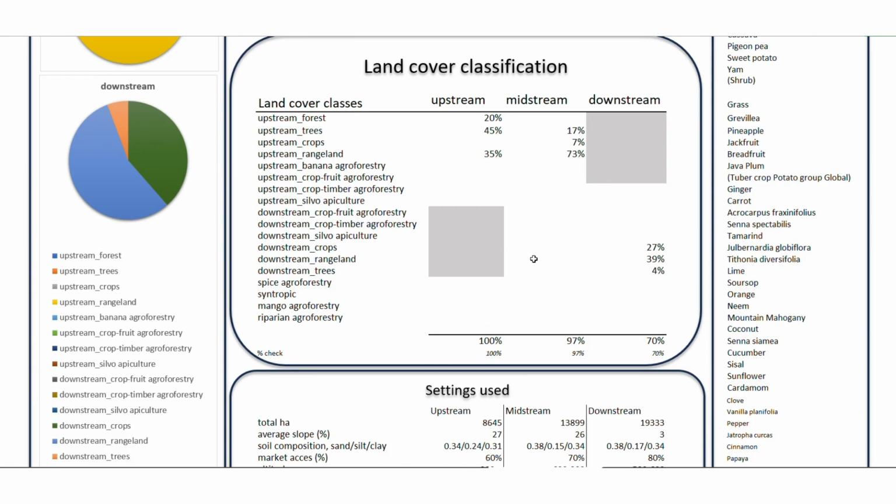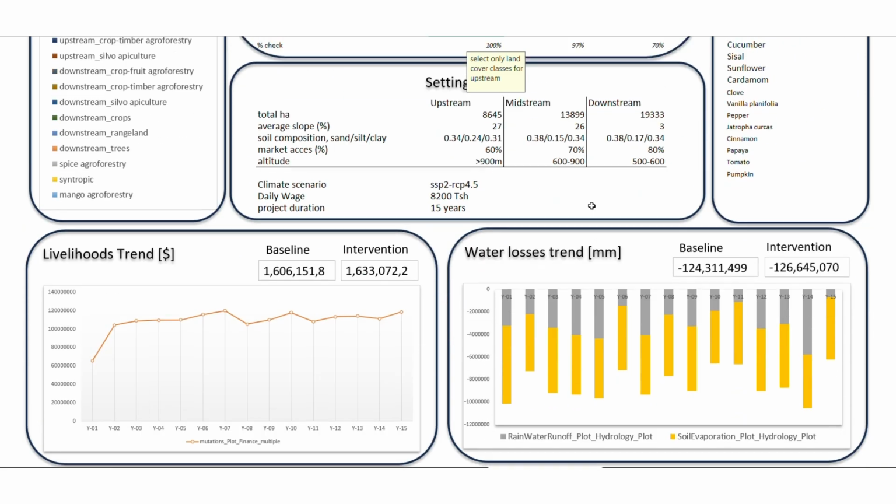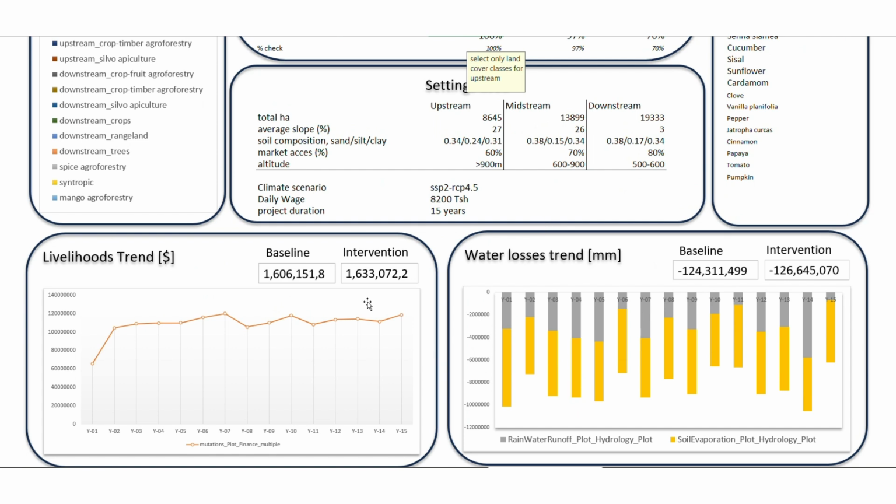One thing that is expected, for example, is that the area with trees is being reduced and compromised for cropland. If we make this land cover change, we can see that the livelihoods are improving, but water losses are also increasing. The challenge now is to find a situation in which the livelihoods trend is going up, but the water losses trend is not going up.